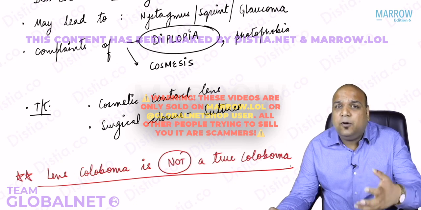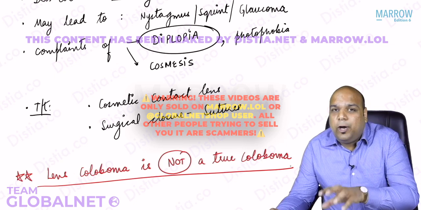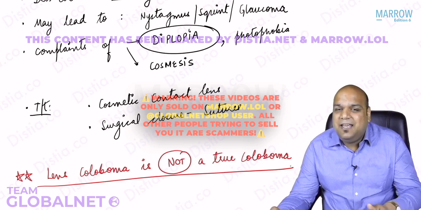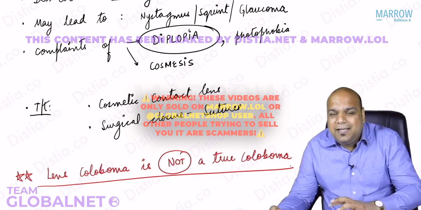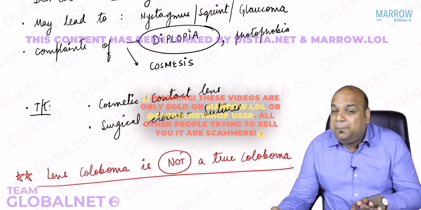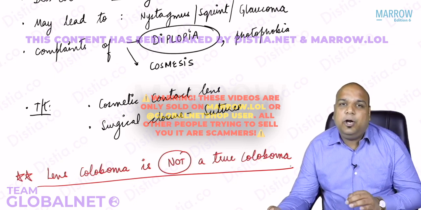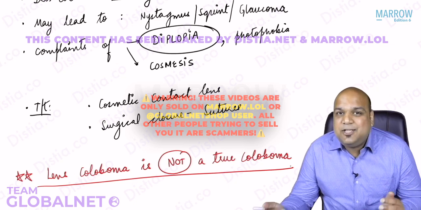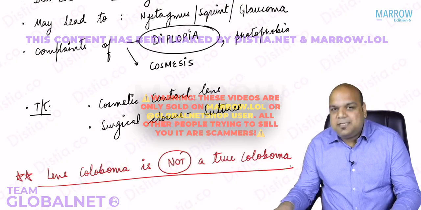But even though it looks like a coloboma, it does not develop due to the non-closure of the choroidal or fetal fissure, and thus we say it is an association due to non-development of iris, non-development of choroid and everything. The lens also does not develop completely, but it is not due to the non-closure of the choroidal or fetal fissure, and thus it is not a true coloboma. I hope we are pretty clear with this, everybody.